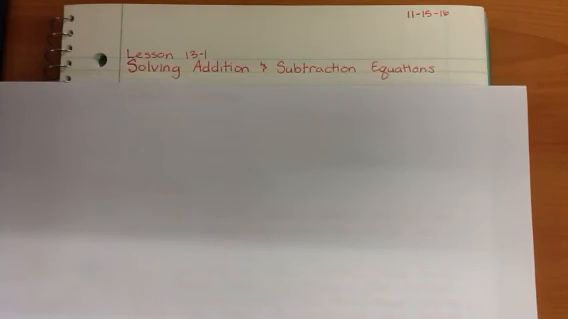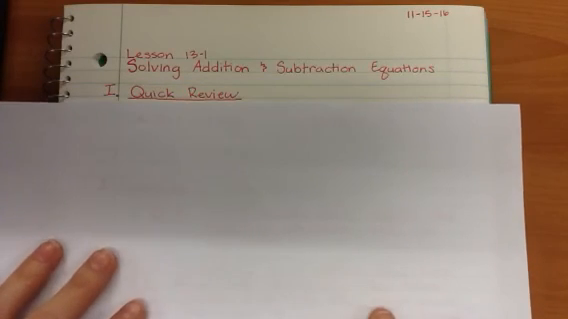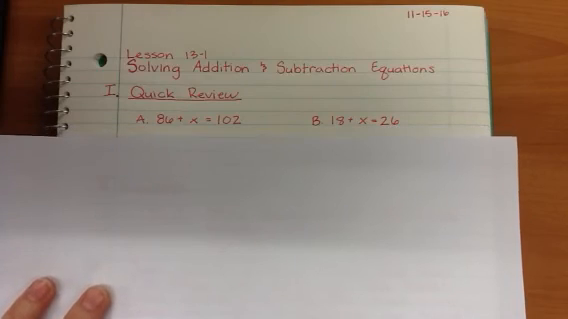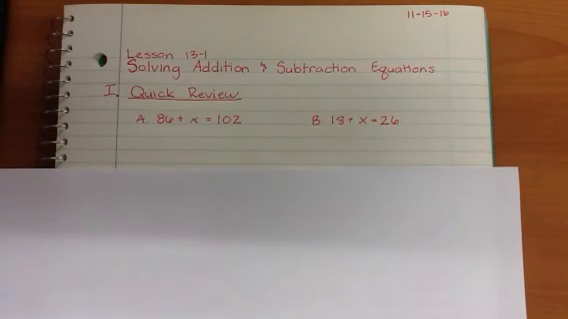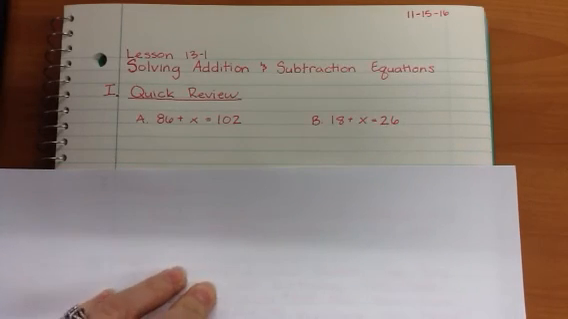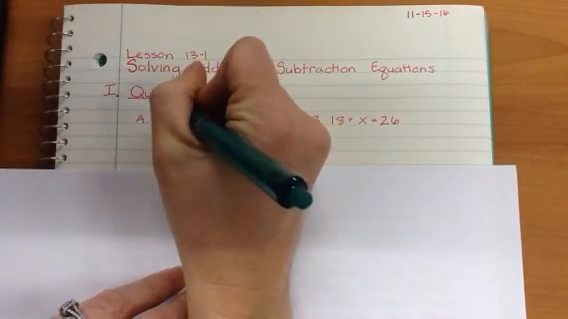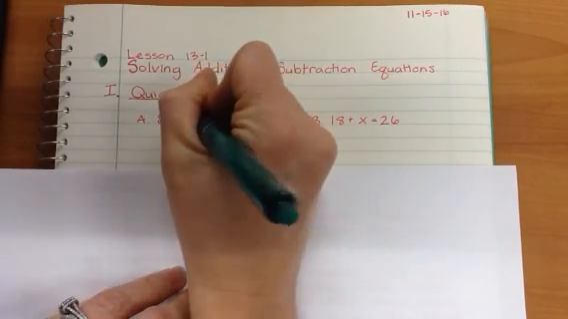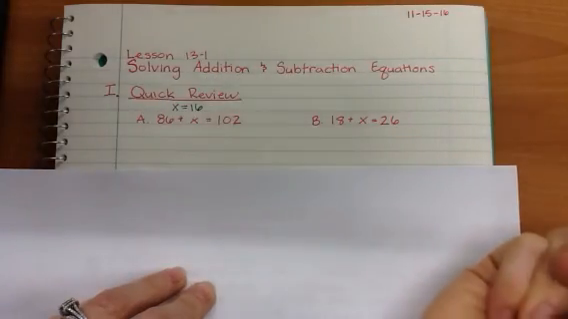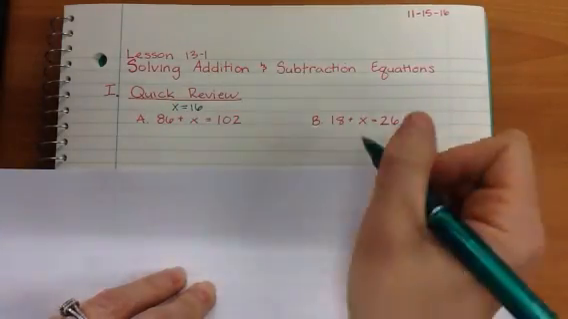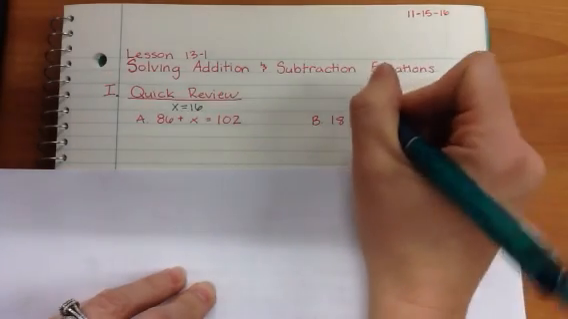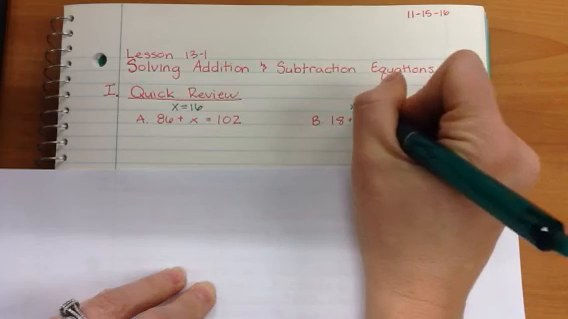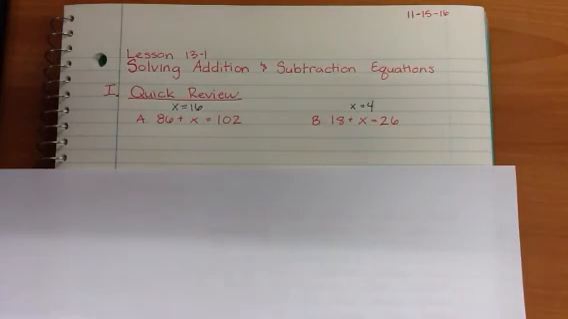We will start today's lesson out with just a quick review from our previous lesson. And so I have two equations that I would like for you to solve with substitution. So for A, we are going to have 86 plus x equals 102, and I want you to substitute x for 16. And go ahead and solve that. And for B, we have 18 plus x equals 26, and I want you to substitute x for 4. Go ahead and pause the video if you need to go ahead and solve these, and when you're finished, you may hit play again.